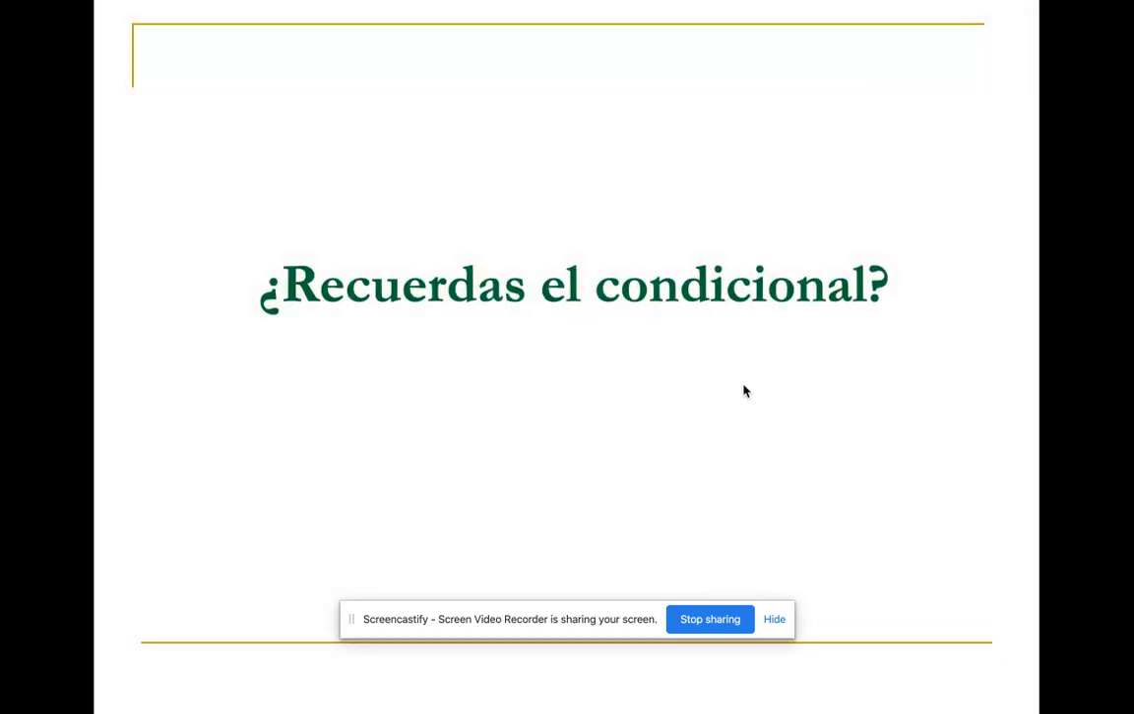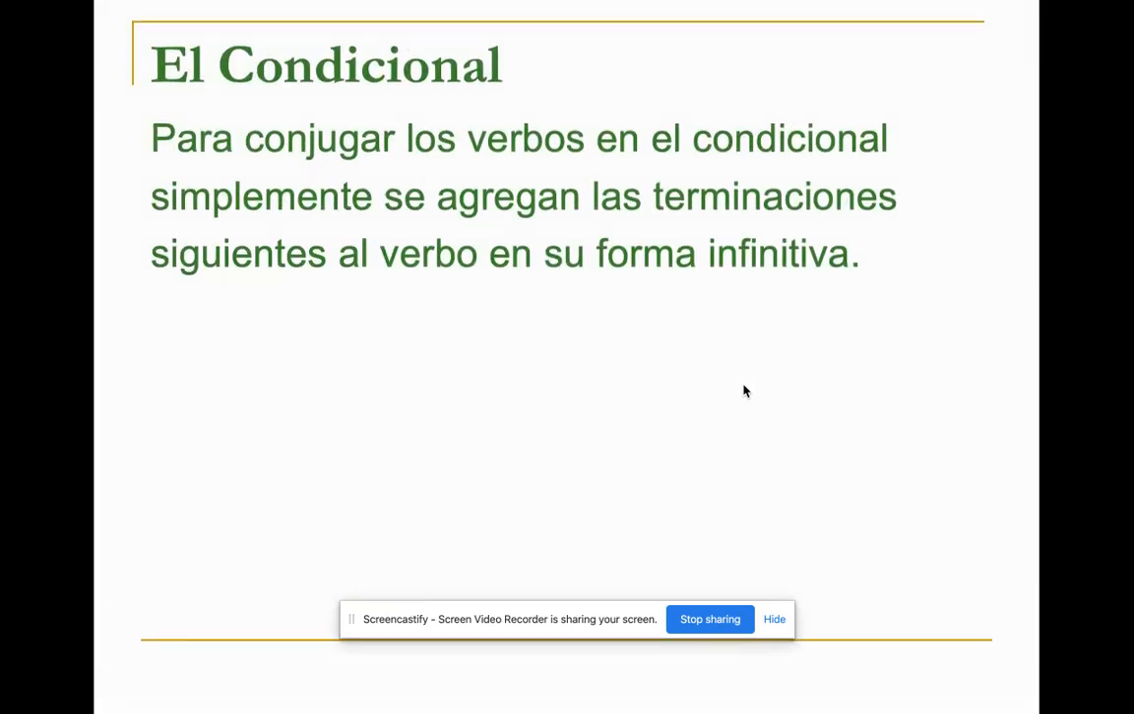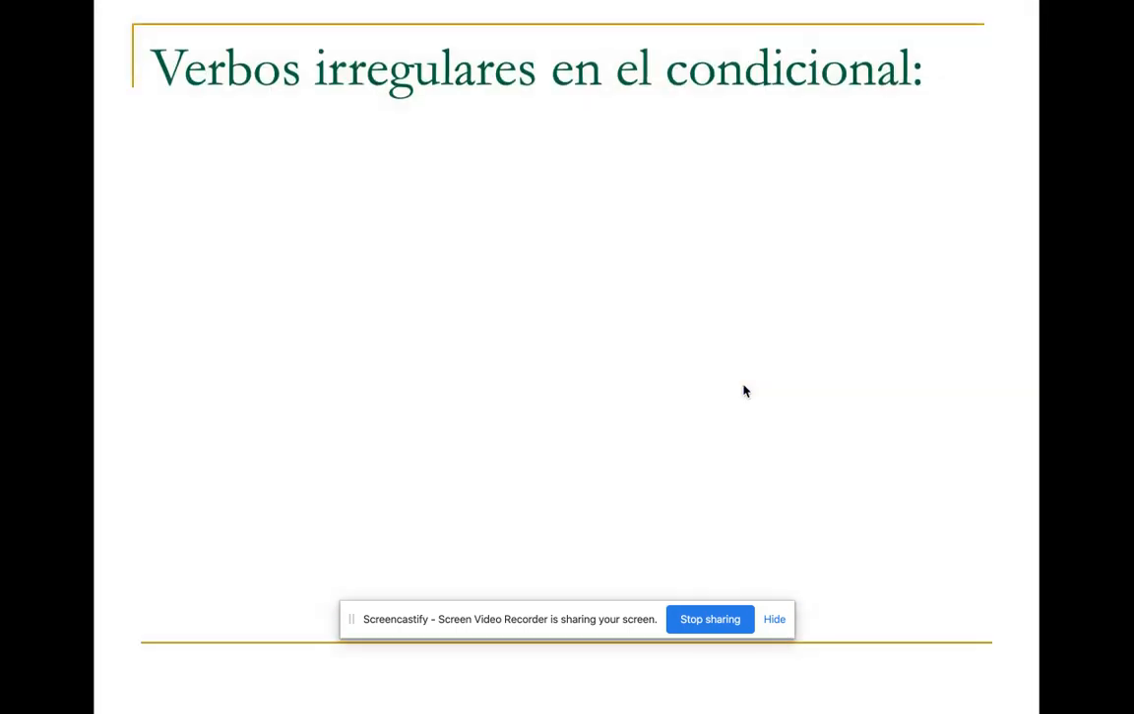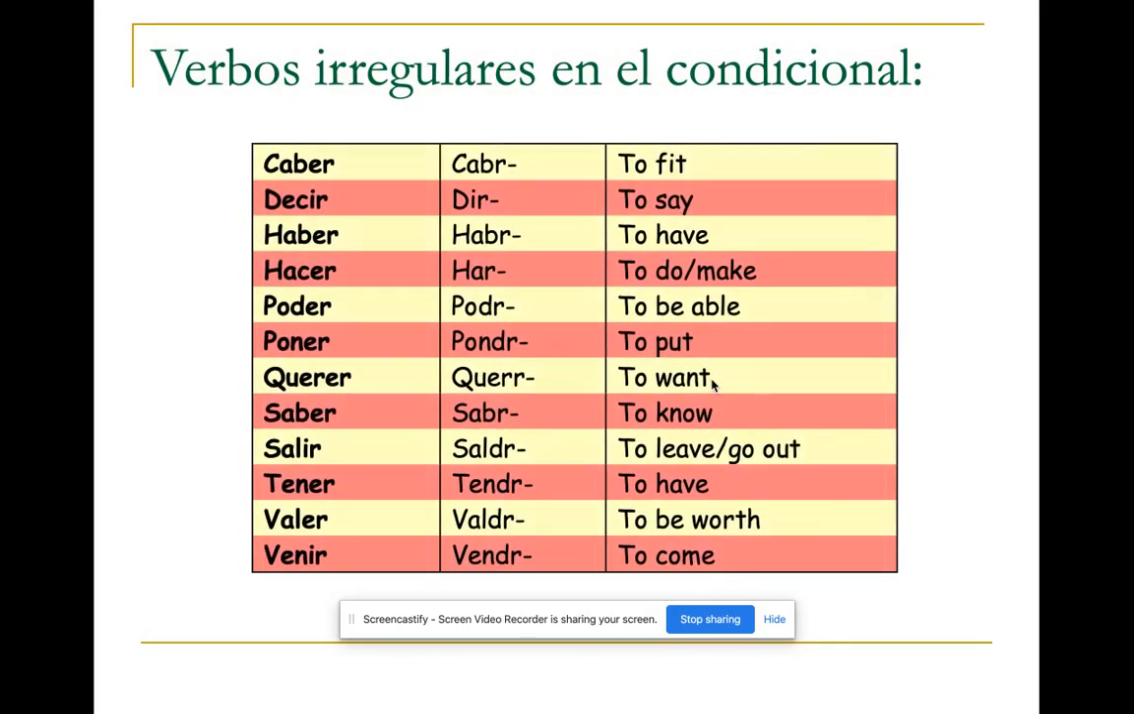Another verb that you're going to need is the conditional, and that we already know, and that one is easy. What do you do? You just add ía to the whole verb. So hablar, hablaría, comer, comería, vivir, vivirías. This one you already know because we did it already. There are some irregulars that you need to remember that are listed here.